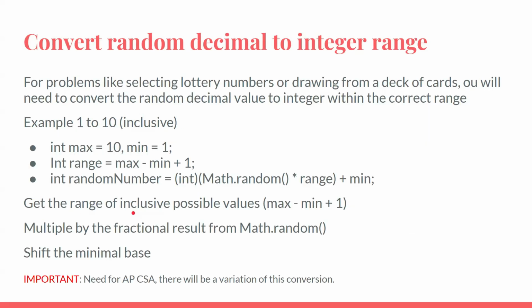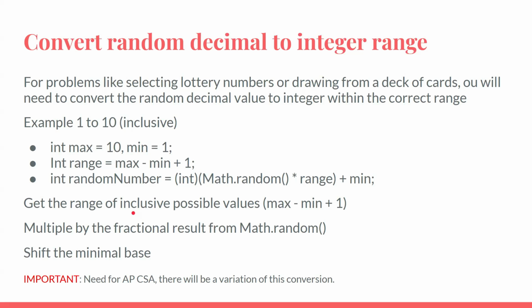A random decimal number might not be useful by itself. For example, if you want to pick a lottery number between 1 and 70, or select a card from a deck of 52 cards, a decimal random number needs to be converted to an integer value between a certain range. I will give you the steps.